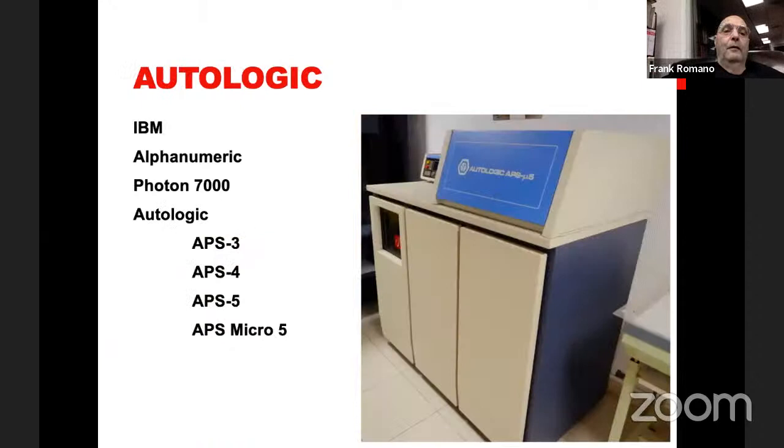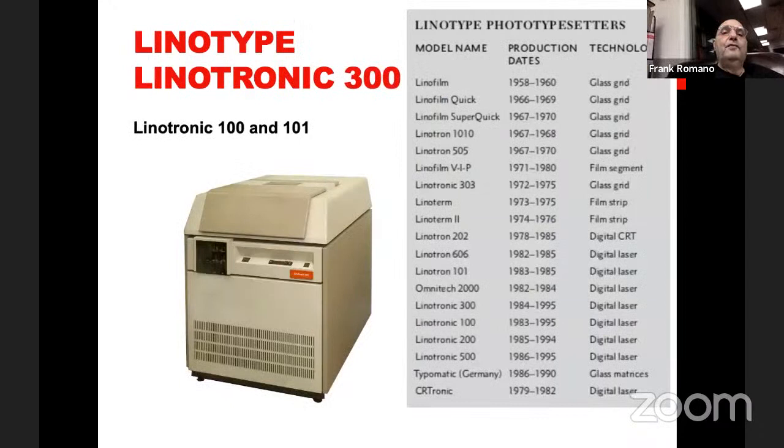Again, AutoLogic made their machines. They started as alphanumeric. Photon sold a version called the 7000, and then you had all their versions. One of the most popular was the Linotronic. This was a laser machine. This was the beginning of another whole generation of machines. The problem was there was no way to drive it properly.